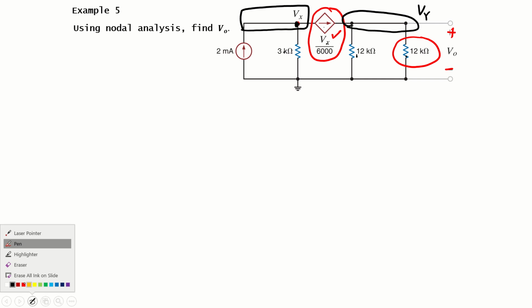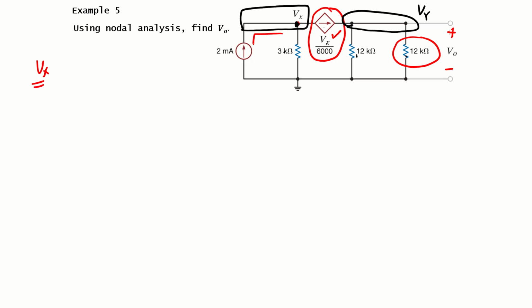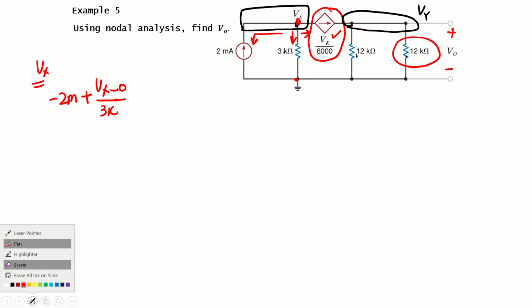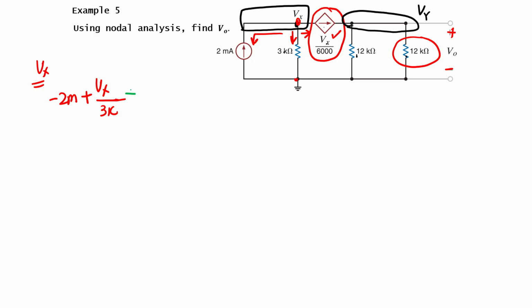Now let's write the equation for these two nodes. What will be the equation for Vx? All currents are leaving. Three currents are leaving from this node. The first one is 2 milliampere, which is incoming, so we put minus 2 milliampere, plus the current through 3 kilo ohm, which is this node voltage Vx minus this node voltage 0, divided by 3k. For simplification, from now on I am removing the minus 0, just to make it simple. Then this current is a dependent current source with the value of Vx over 6000, equal to 0.